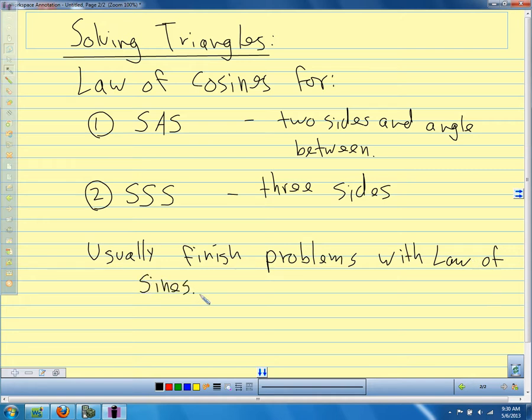So if we're asked to find more than one missing part of the triangle, usually we'll use the law of cosines. If we have one of these kinds of triangles, we'll use the law of cosines to find one part and then finish the problem with the law of sines, because the law of sines is way easier to use than the law of cosines.